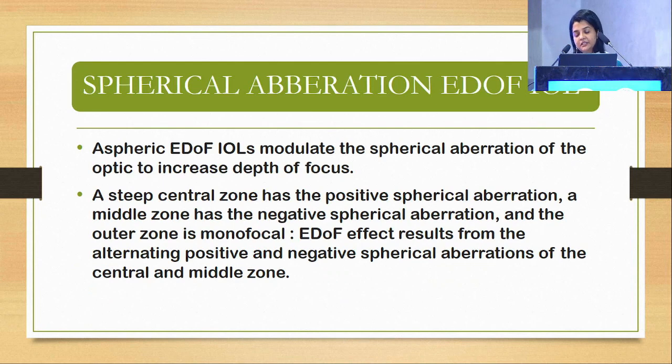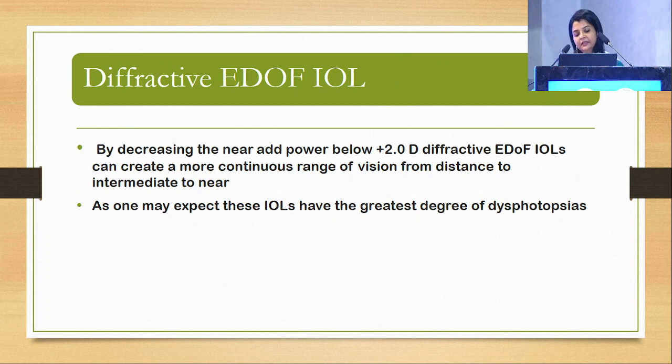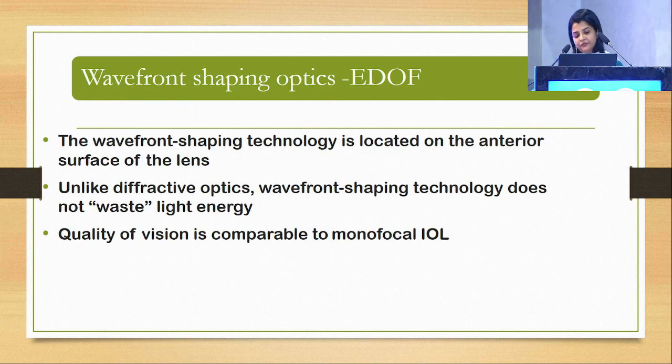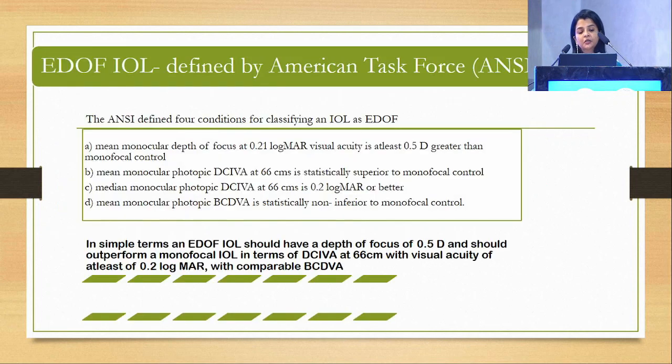The spherical aberration IOLs modulate the spherical asphericity of the IOL. The diffractive IOLs decrease the near add to give a continuous range of vision from distance to intermediate, and the wavefront shaping optics are the latest in the class, which do not waste the light energy and give a quality of vision which is comparable to the monofocal IOLs.